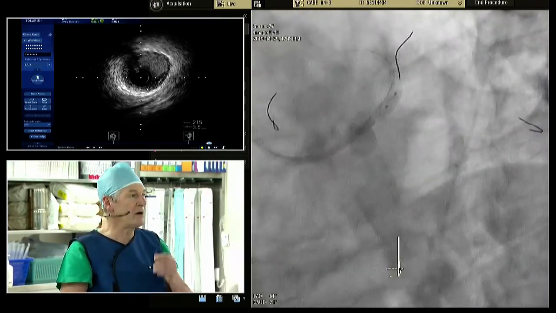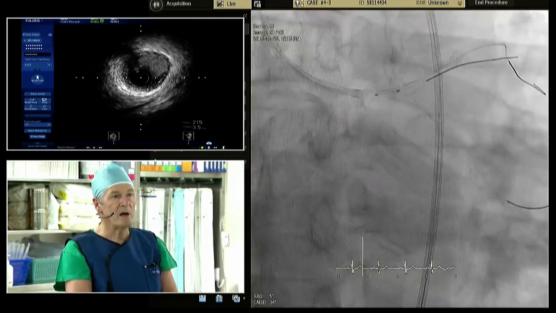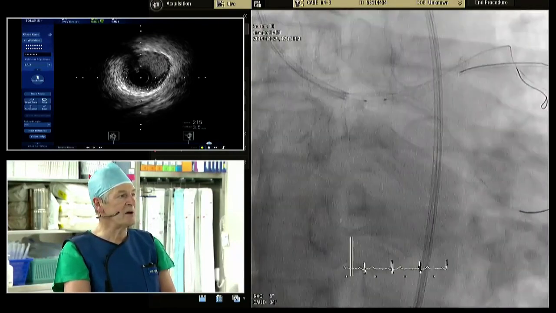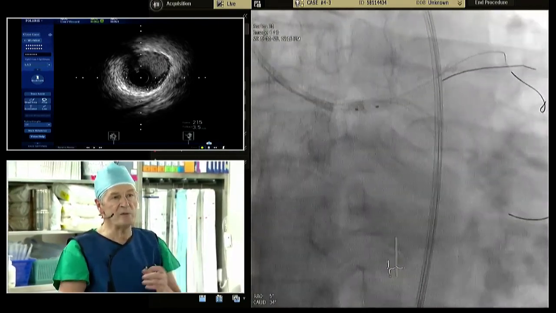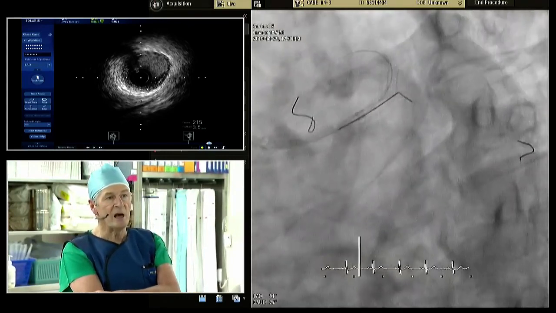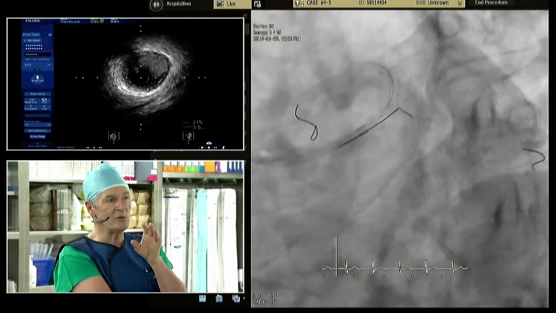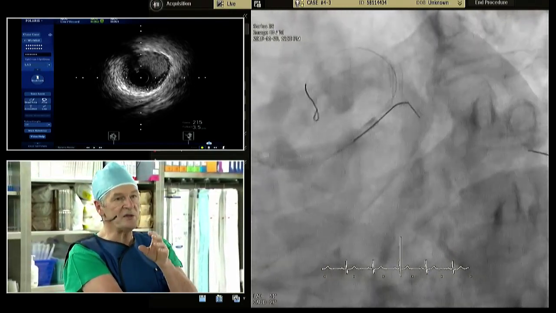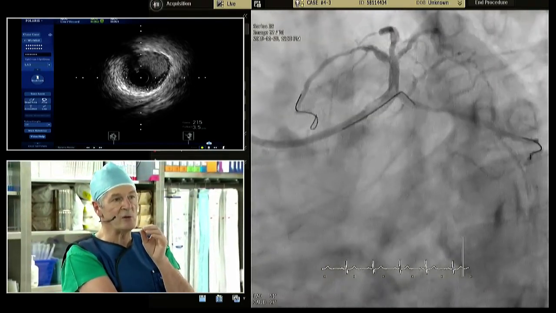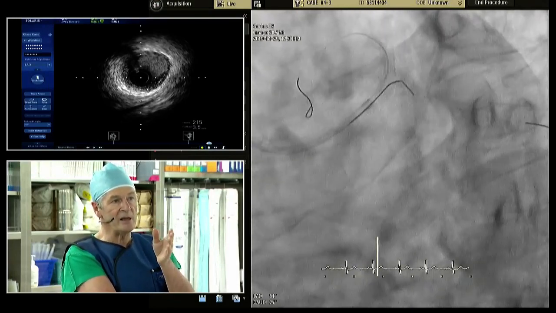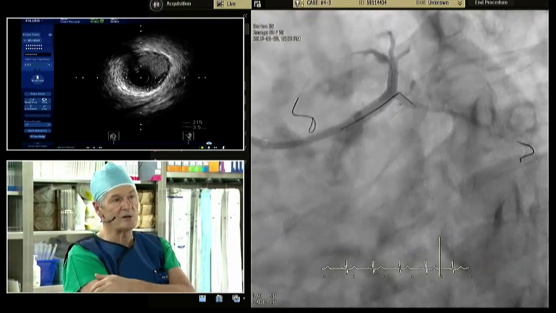Then we did a POT with a 4.5 balloon at the level of the left main, and this is a POT up to the proximal part of the stent. Now I want to show you that sometimes you don't need to do OCT or OFDI to check that you are in the distal strut. You see clearly that we are in the distal strut.